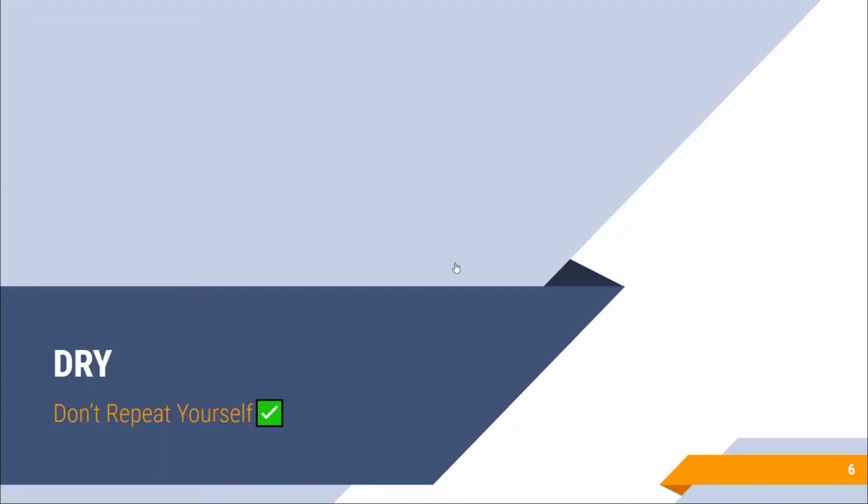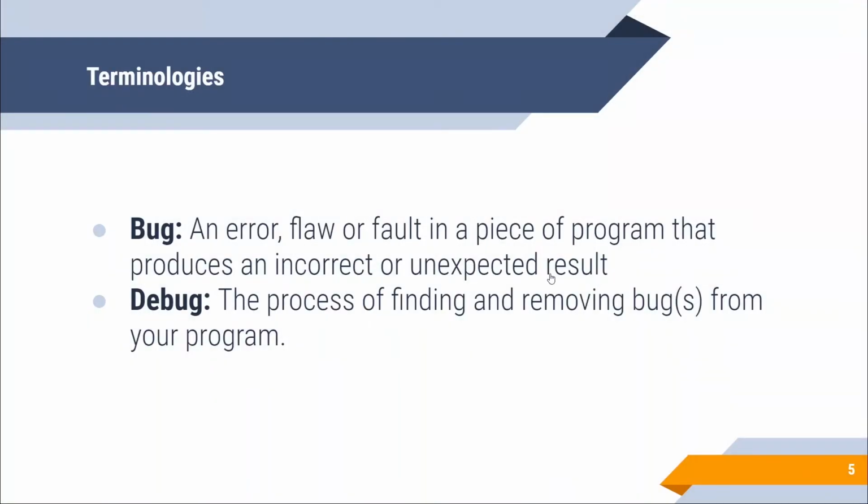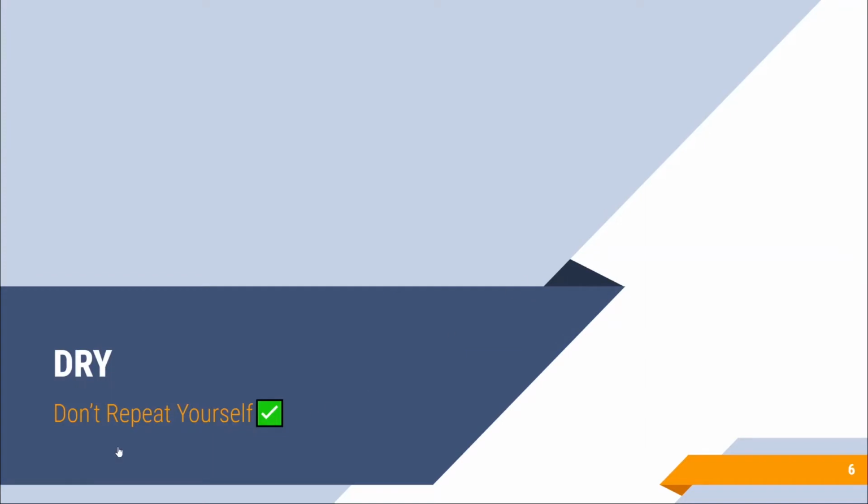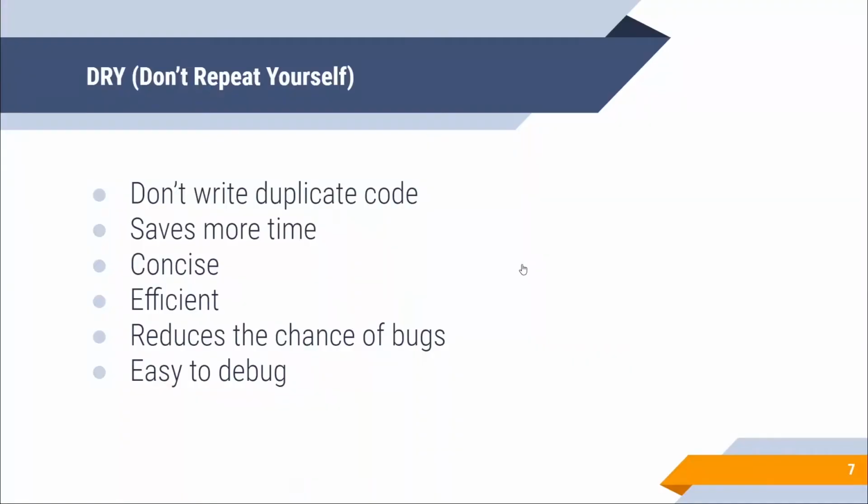So when you're actually coding, you're spending around 70 to 80% of your time debugging rather than actually writing code. And here's an acronym: DRY, don't repeat yourself. What DRY means is don't write duplicate code. It saves more time and it's concise. It's efficient, reduces the chance of bugs, and is easy to debug.